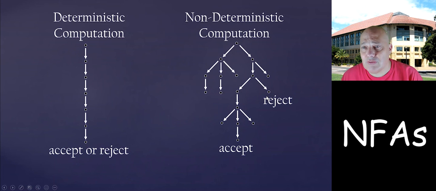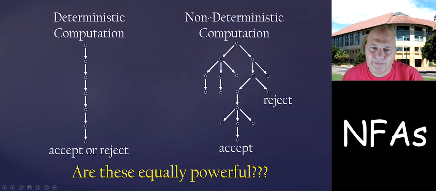So this looks much richer. And the question is, are these two computations the same or different? Are these computations equally powerful? When you just look at this picture, it looks like non-deterministic computations are much more powerful. But as many of you know, in fact, these two models of computation can compute the same thing.